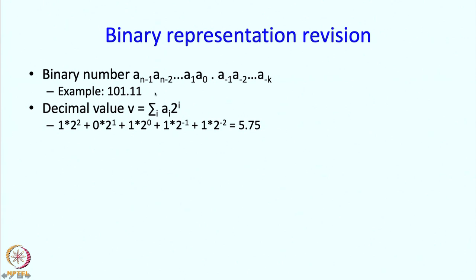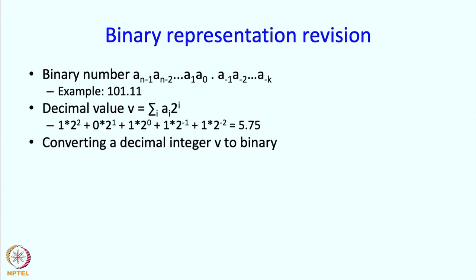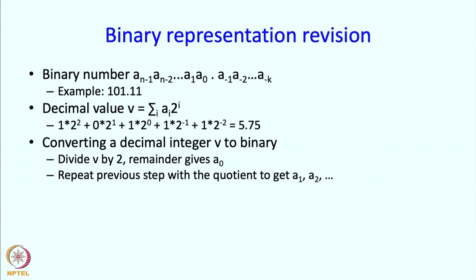So in this way, if you give me a binary number, I can convert it into a decimal number. I can also convert decimal integers V to binary, and here you may know that if I divide V by 2, the remainder gives me a_0. And I can repeat the previous step with the quotient that I get when I divide by 2. So the previous quotient I take, and if I divide it again, then that will give me a_1. If I divide it one more time, then the remainder will give me a_2, and so on.